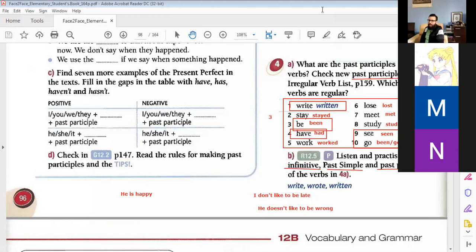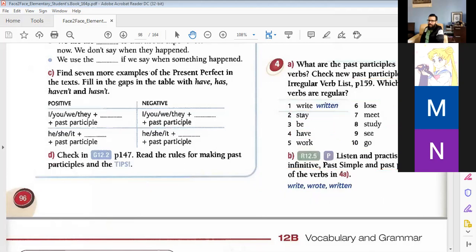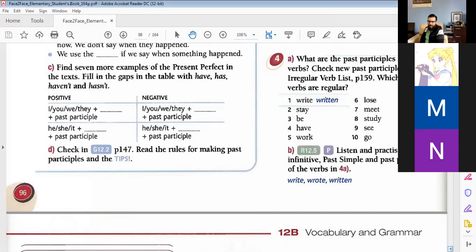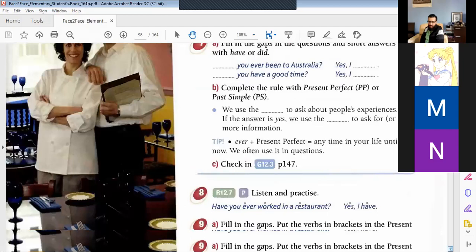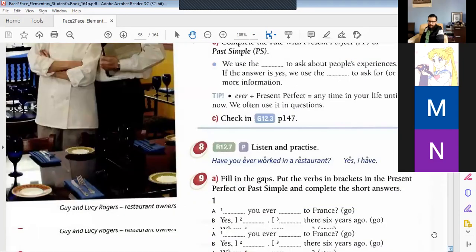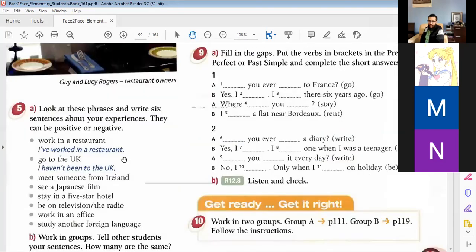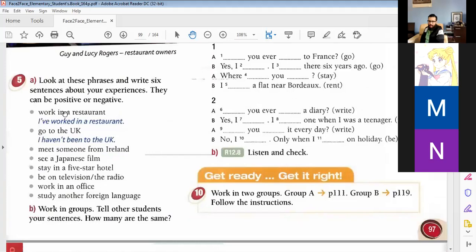اوكي خلينا نشوفوا number 5. Let's take a look at number 5. Okay, so number 5 it says, عندنا exercise في number 5. This is very nice. Okay, so it says here, look at these phrases and write 6 sentences about your experiences. They can be positive, they can be negative.